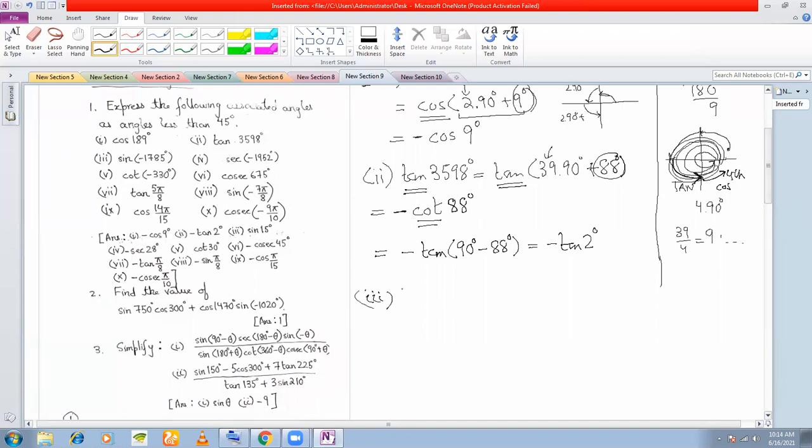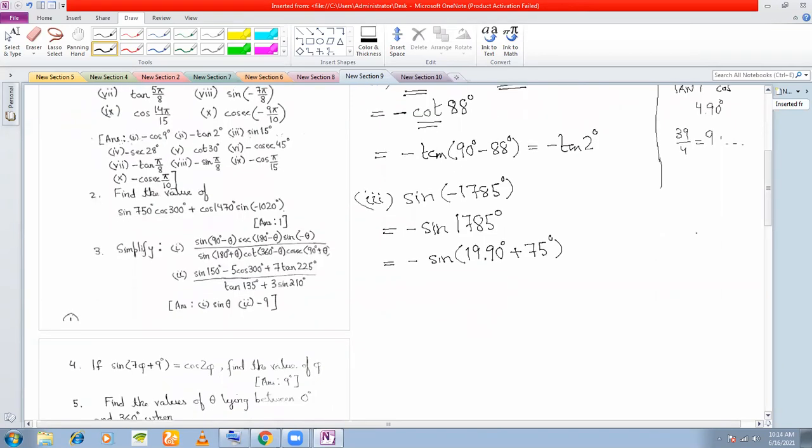Next one. Sine minus 1785 degree. Sine of minus theta is minus sine theta. So minus sine 1785 degree. Now you divide by 90 degree. You will get this as 19 into 90 degree plus 75 degree. Okay. Now let's see what happens. This is clearly an odd multiple. So sine will change to cos.